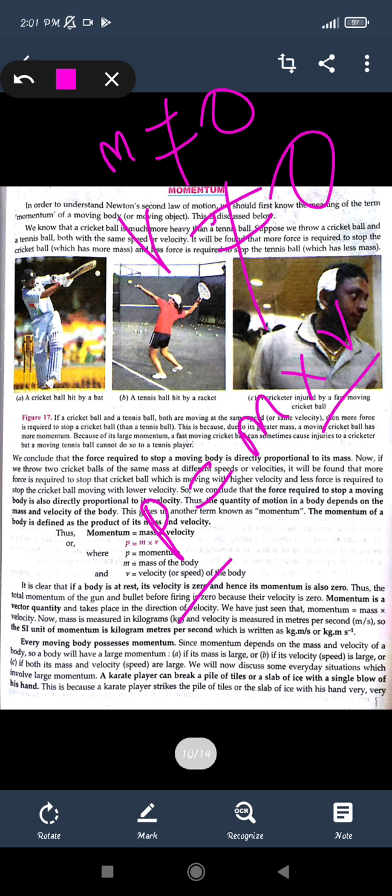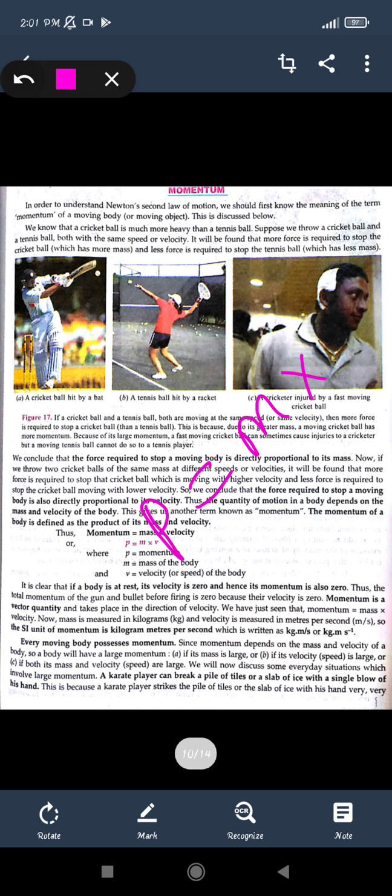Right? Velocity should be 0. Then only we can say that the momentum is 0. So momentum cannot be 0 for a moving body, because for a moving body velocity is always there. Velocity cannot be 0 for a moving body, so momentum cannot be 0 for a moving body either.